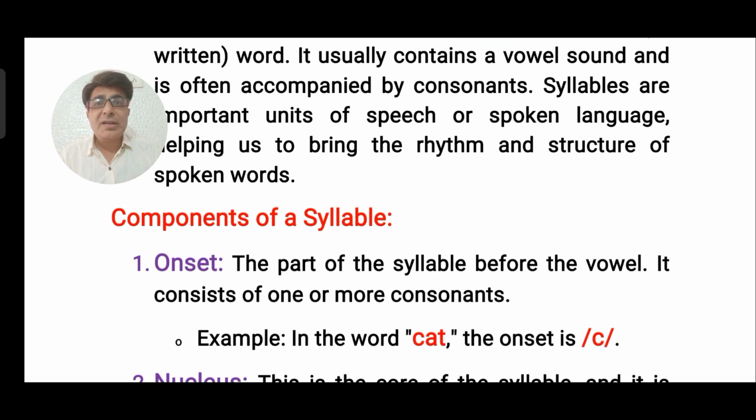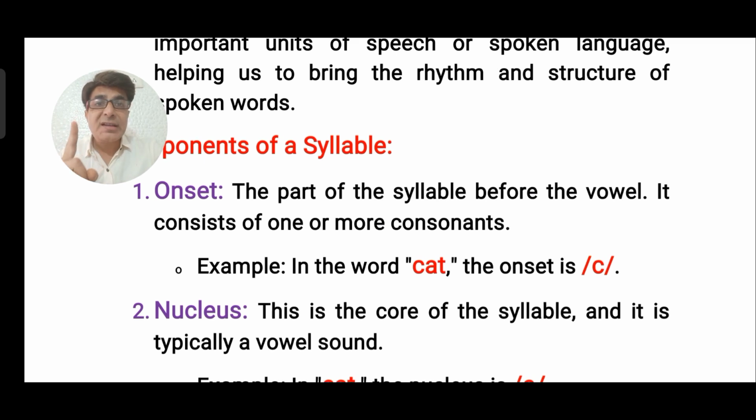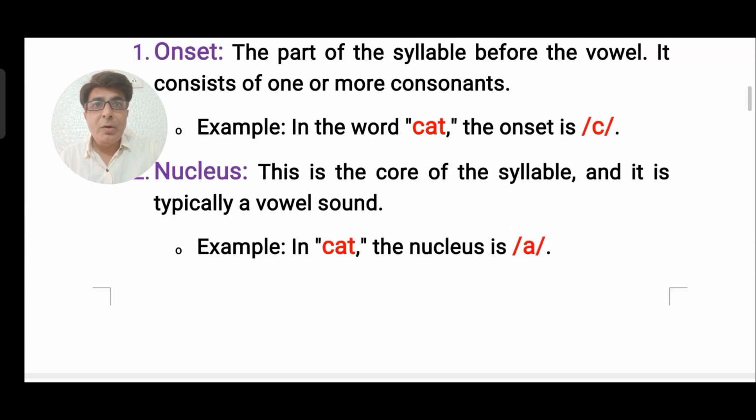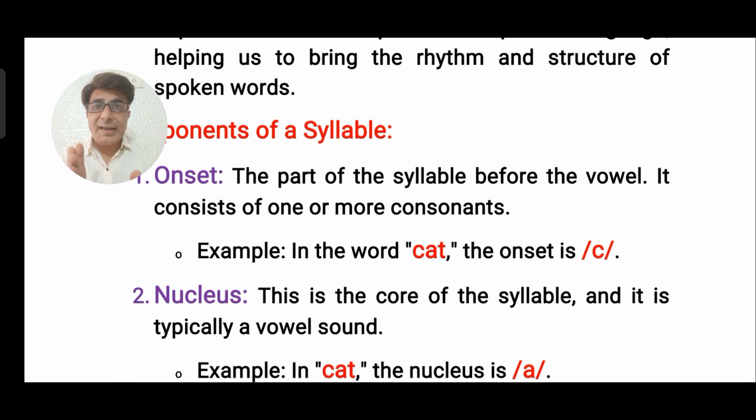Now the question is, what are the components of a syllable? Listen, there are three important components. Components means how the syllables are made. There are three parts of syllable. One is onset, the second one is nucleus, and the third one is coda. Now what is an onset? Onset is the part of one syllable which comes before the vowel. In each syllable there has to be one vowel. So the part which comes before the vowel is called onset.